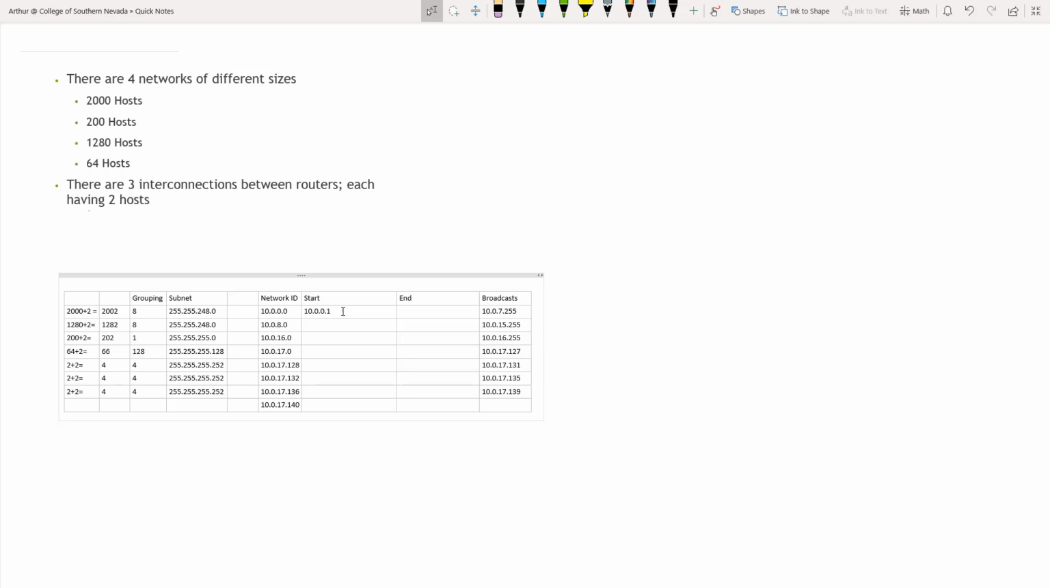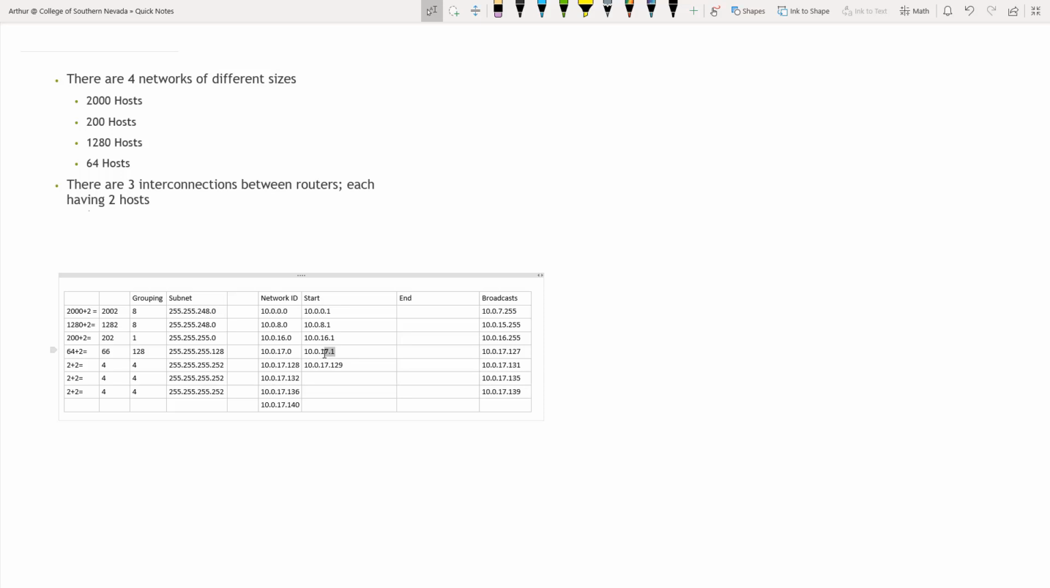For the second network, we start with 10.0.8.1. Again, 10.0.8.0 is already used, and so forth. 10.0.16.1, 10.0.17.1, 10.0.17.129.